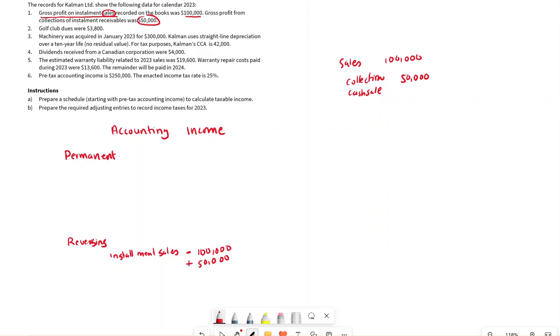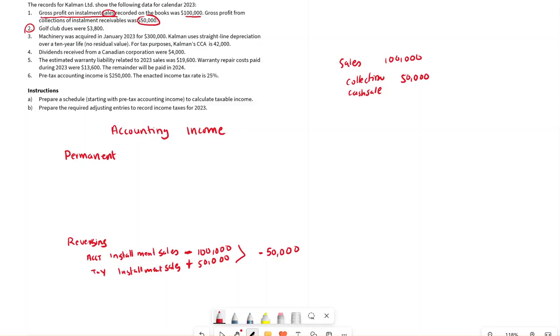So this is from the accounting perspective. This is from the tax perspective. I pay taxes on the cash sales on the installment. So the difference will be a negative 50,000. So you take out the total sales, and you only pay taxes on the sales that we're supposed to pay taxes on.